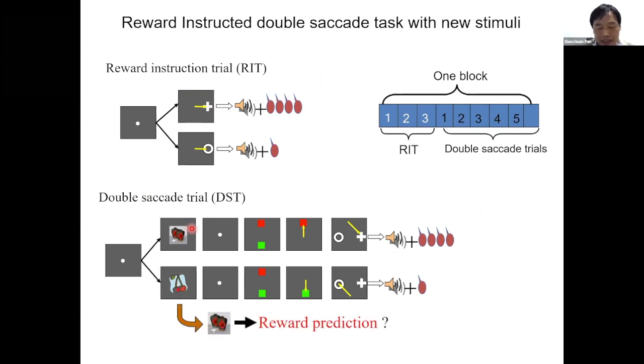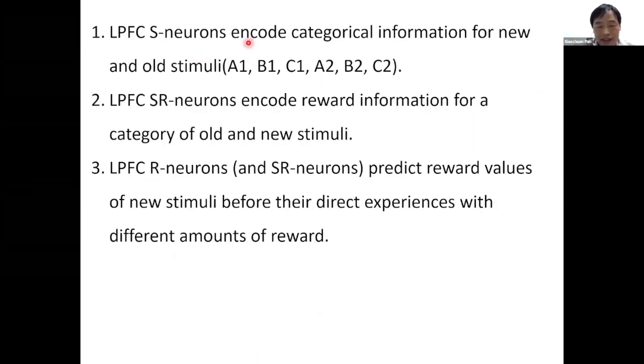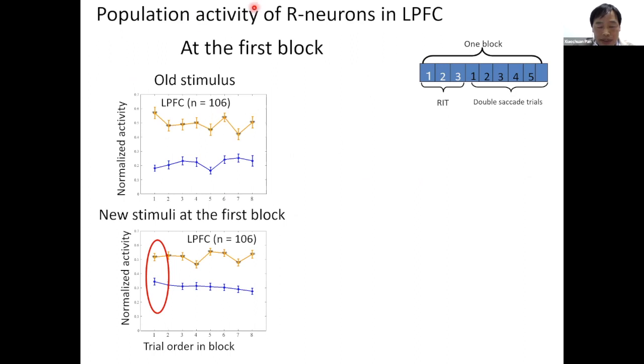So we ask the monkey whether it can predict reward based on these new stimuli. We found that S neurons can encode the category information for new and older stimuli. SR neurons may code the reward information for category, for old and new stimuli. R neurons or SR neurons predict the reward value of new stimuli before their direct experience with a different amount of reward. So here we show the population activity of R neurons in the lateral prefrontal cortex.